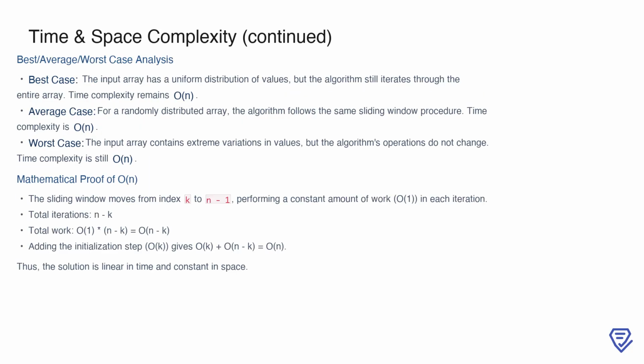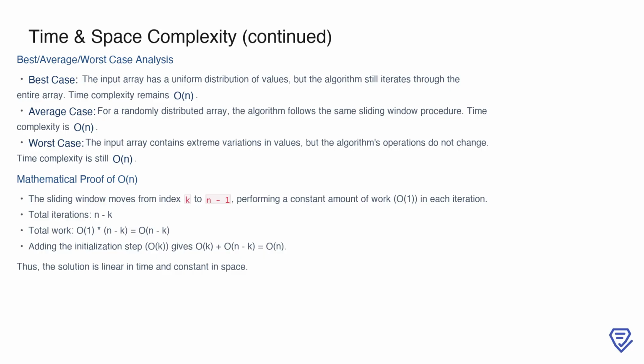Finally, let's analyze the algorithm across best, average, and worst cases. In the best case, even if the array has uniformly distributed values, the algorithm still needs to iterate through the entire array, so the time complexity remains O(n). In the average case, for arrays with random distributions of values, the procedure and complexity remain unchanged. Similarly, in the worst case, where the array contains extreme variations in values, the operations performed by the algorithm do not change. This consistency ensures that the time complexity is always O(n).